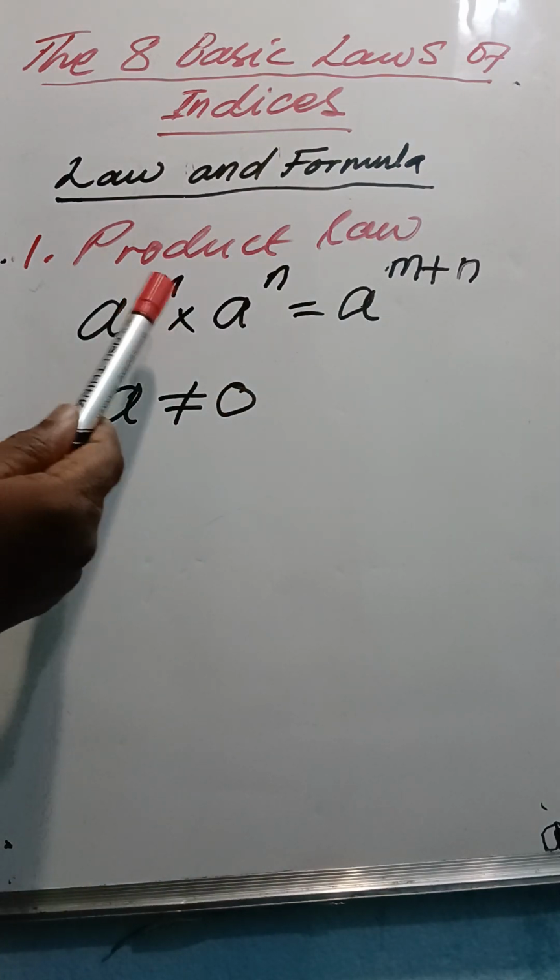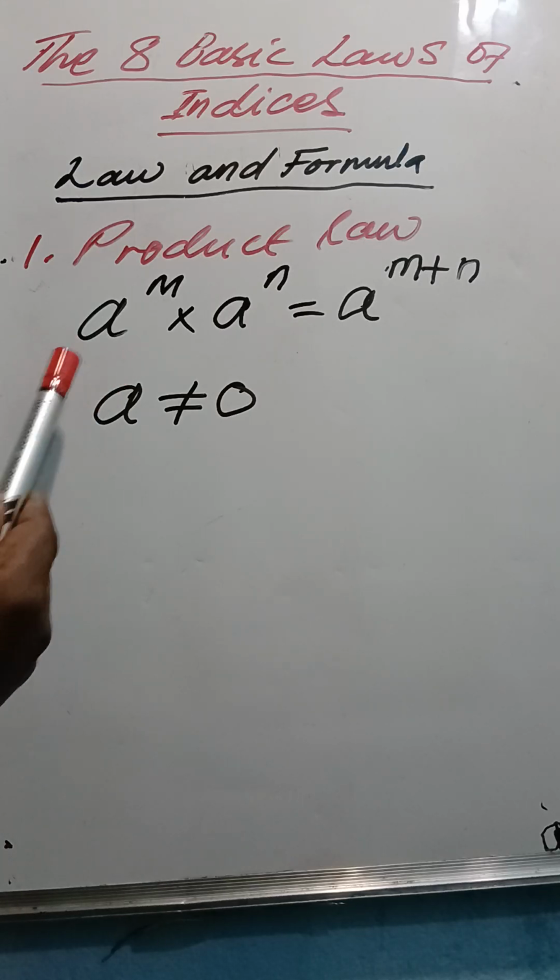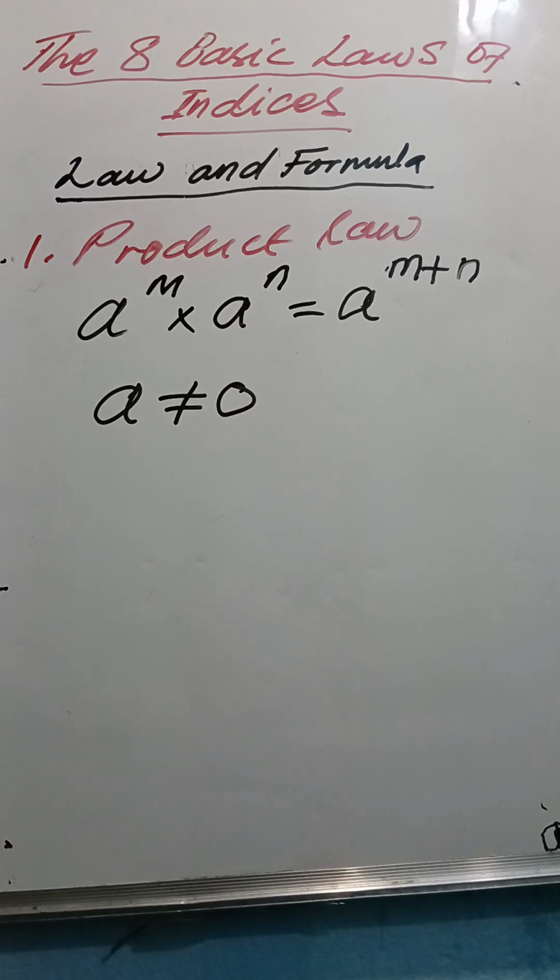So m and n are integers. They can be either positive or negative. So now we know that the base here is the same. So whenever you find the base being similar, the product must have that same base, and the index must be the sum of the two indices.